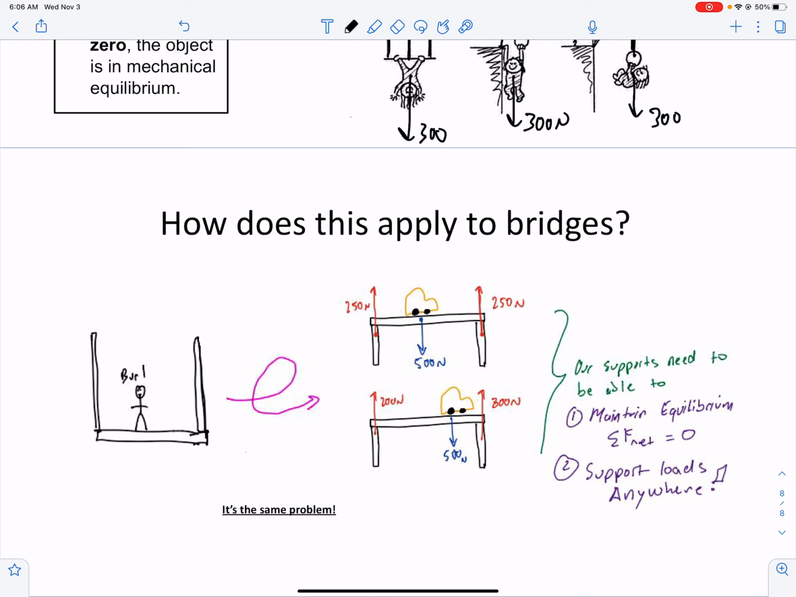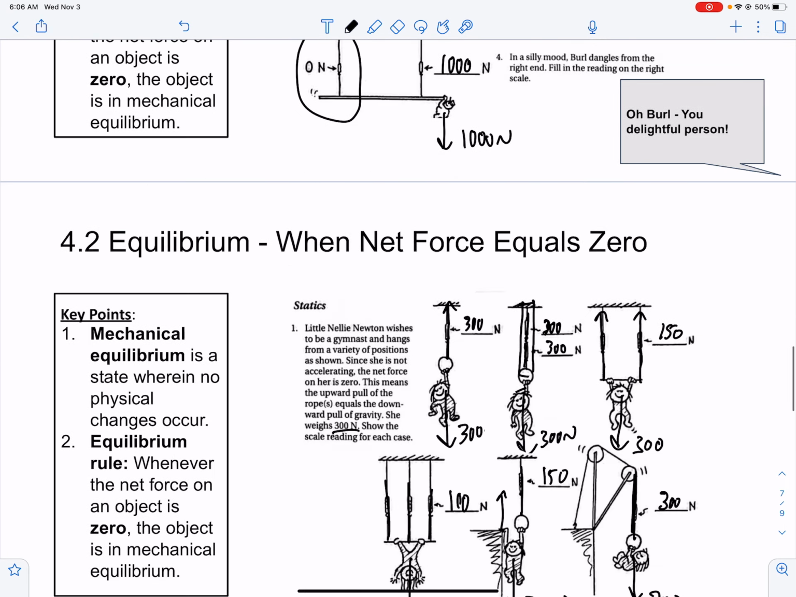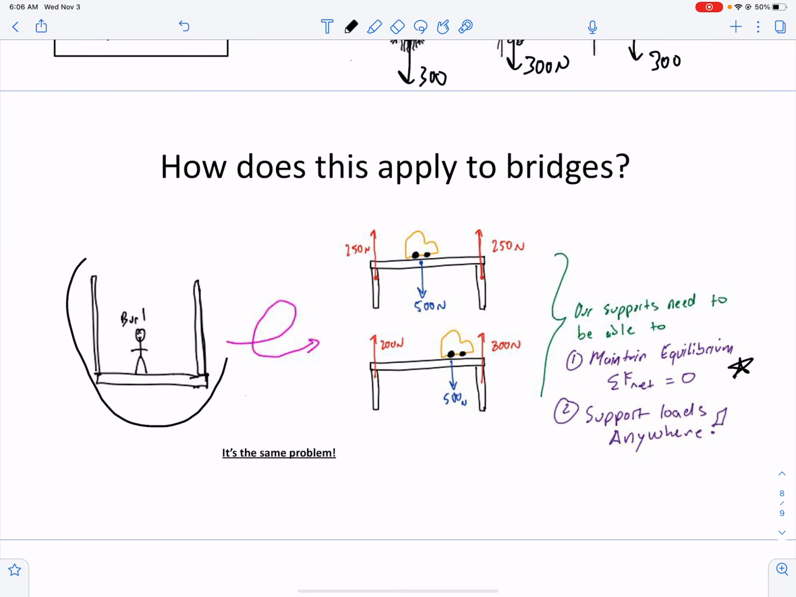So just to recap, what does this have to do with bridges? Well, the entire objective with bridges is to make sure we maintain equilibrium. If you look at these practice problems with Nellie Newton and our friend Burl, and you were to rotate the scaffolding, you would see that, in fact, that's just a bridge that's upside down. It's the exact same problem.